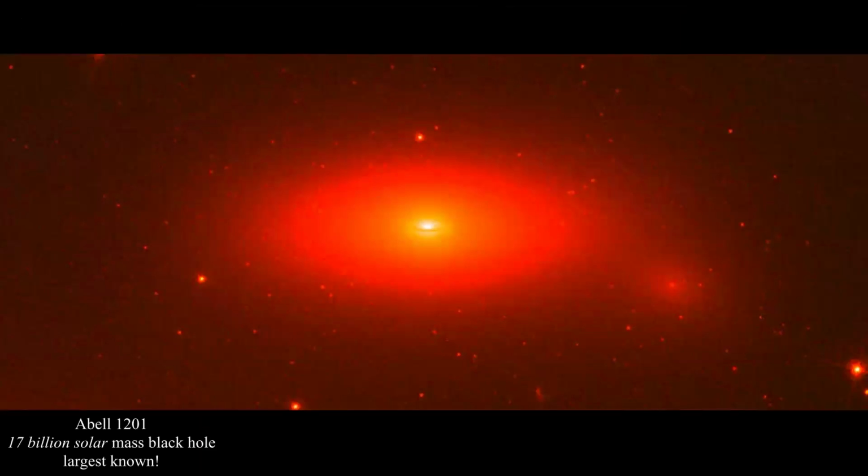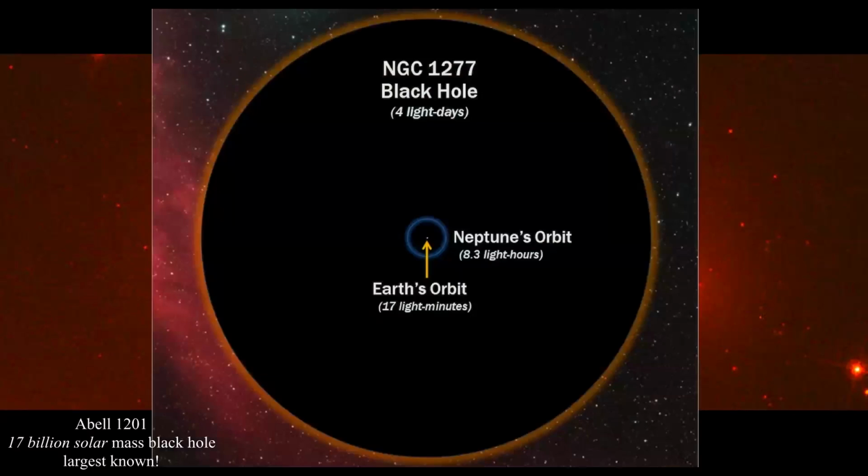Finally, we have one that is larger than M87, much farther away. This may or may not be the right mass. It gets a little wiggly here. The way we measure things isn't so good, but in this galaxy, Abell 1201, we have something that is supposed to be 17 billion solar masses. This black hole right here, this is Neptune's orbit. So when we say supermassive black holes, we mean big. These are very, very big.